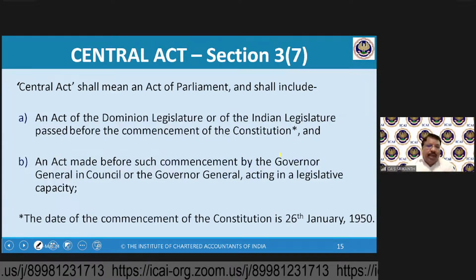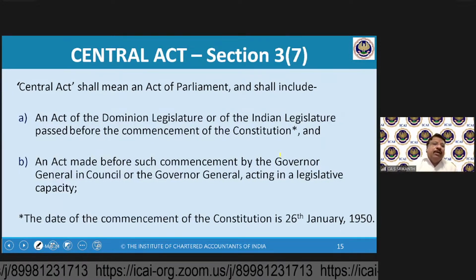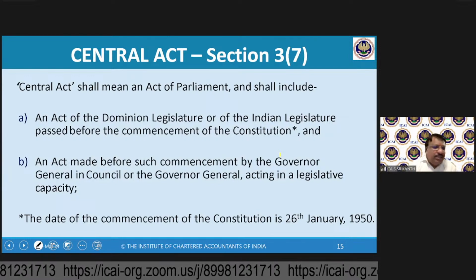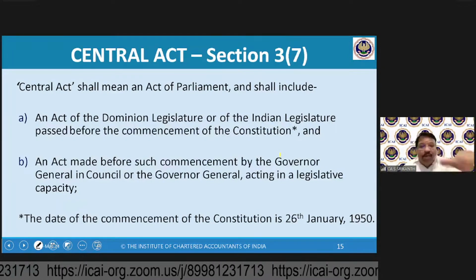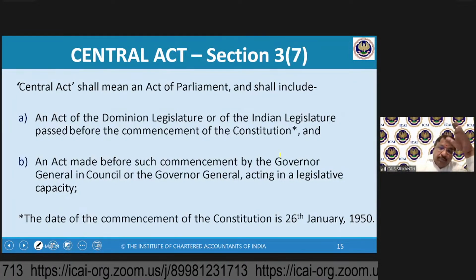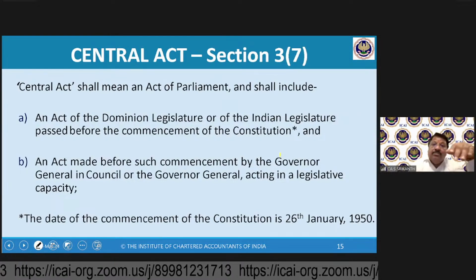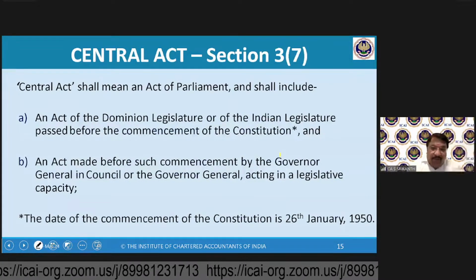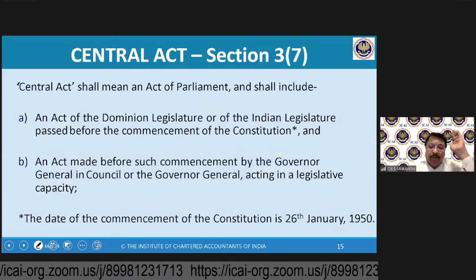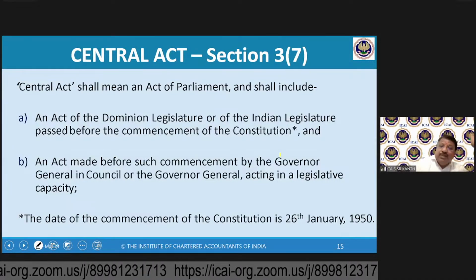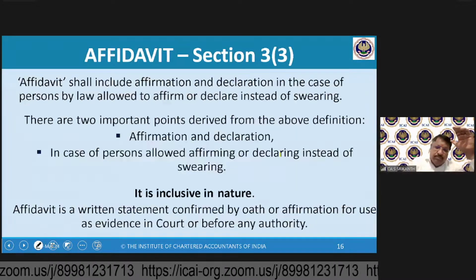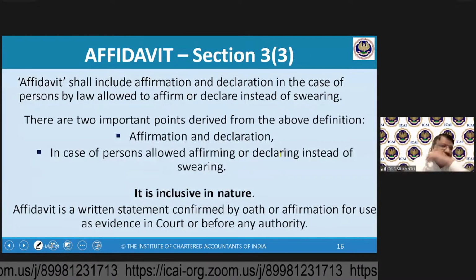An Act made before such commencement by the Governor General in Council or the Governor General acting in a legislative capacity. You will notice why this law is so old. It predates the Indian Parliament, the legislating body of the Sovereign Democratic Republic of India. This was before that. Even before that, it predates the Constitution of India.